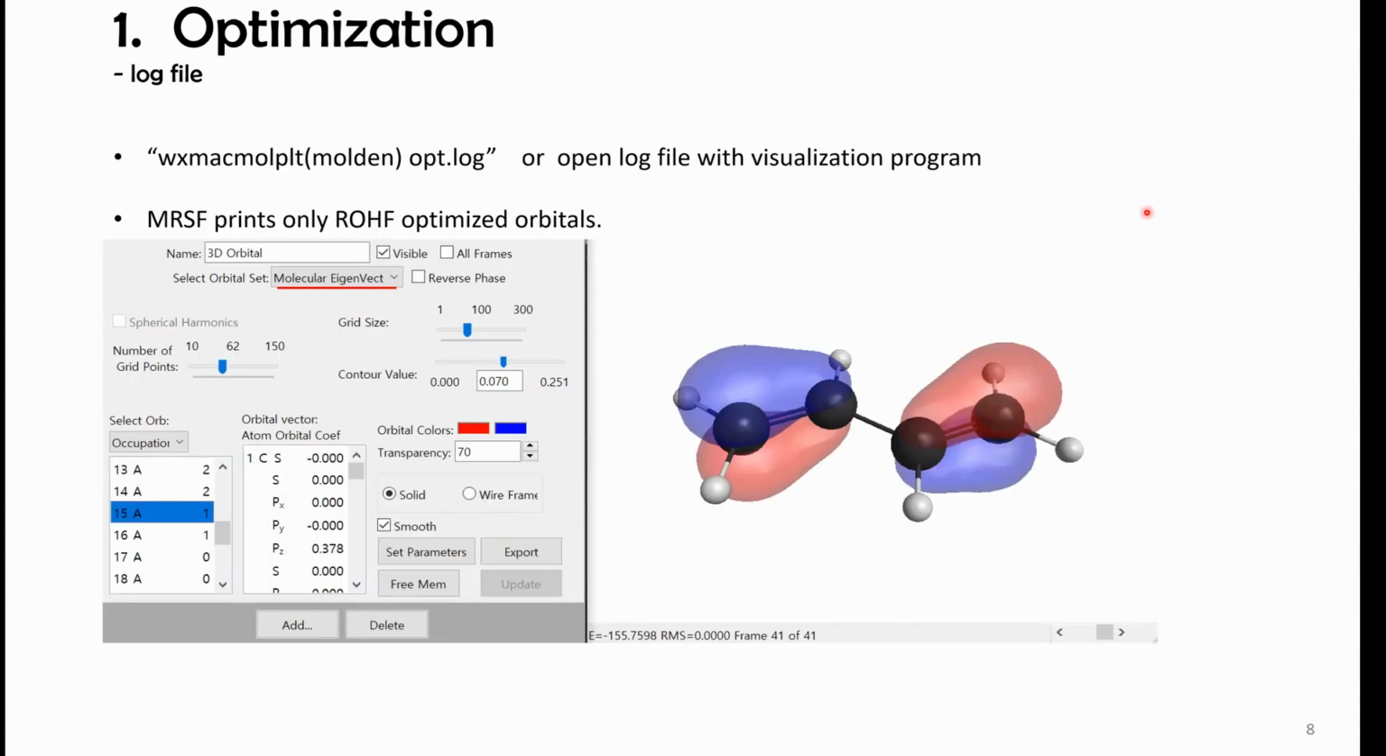So after finishing this optimization, you can visualize the molecular orbitals. But you have to be careful because MRSF only prints out RHF triplet orbitals. If you simply open your log file with Molden or ChemCraft, you can see the molecular orbitals. In this case, I opened it with wxMacMolPlt.